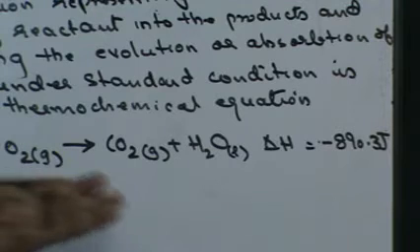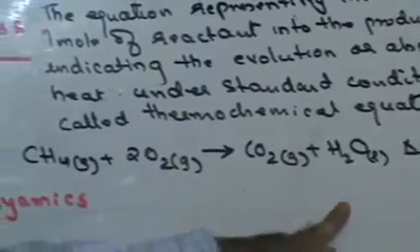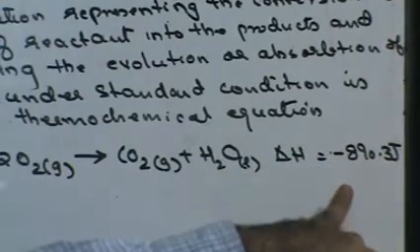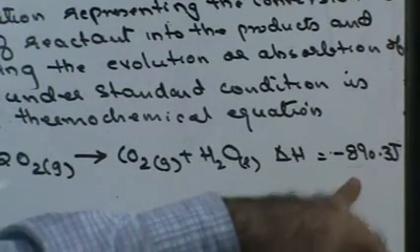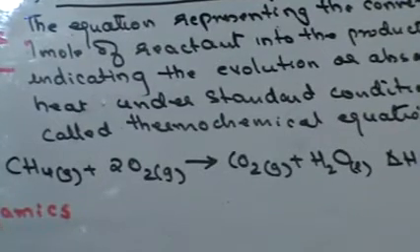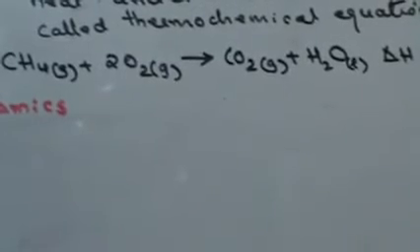In this equation, you have taken 1 mole of reactant and converted it into product. It is also telling you how much heat energy has been absorbed or evolved, under standard condition. Standard condition means at NTP, normal temperature and pressure. Normal pressure is 1 atmosphere and normal temperature is 298 Kelvin, right? So do we understand this?